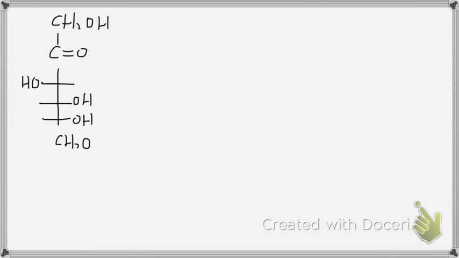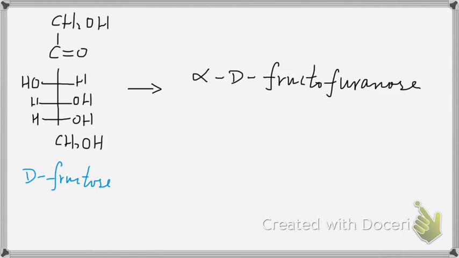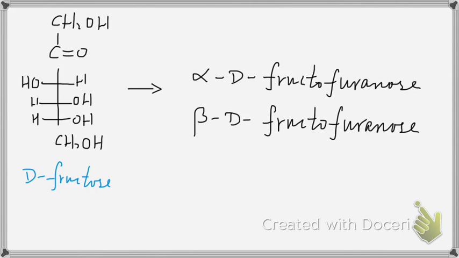All right. So now it's time for you to do some practice. Let's try to draw D-fructose in the cyclic form. I want you to draw the structures of alpha-D-fructofuranose and beta-D-fructofuranose. Furanoses are 5-membered rings. Okay, so practice on this, and we will check the answer in class.